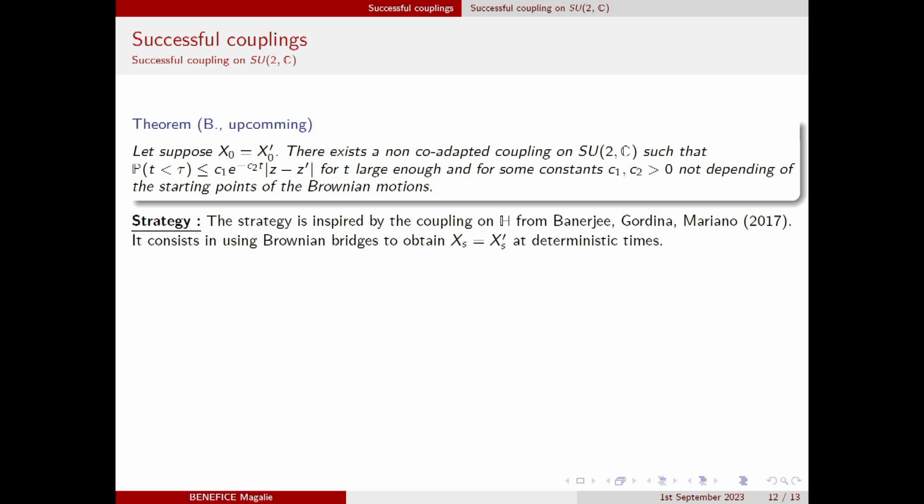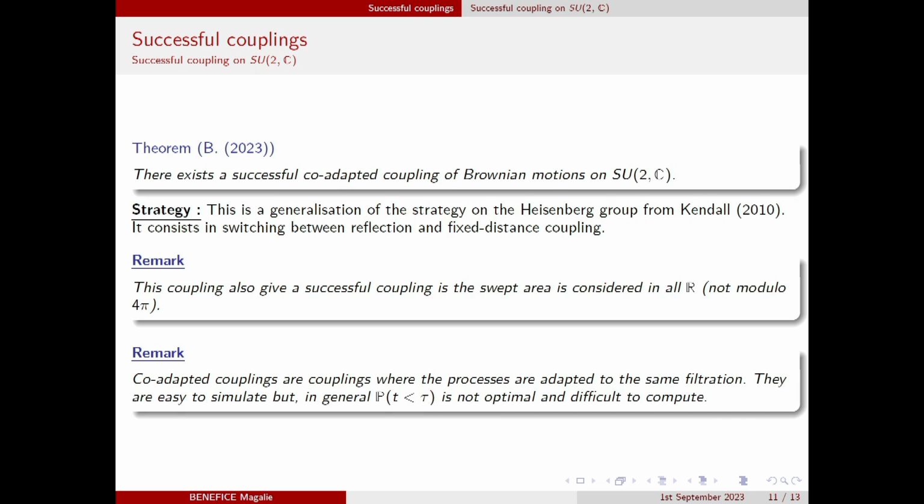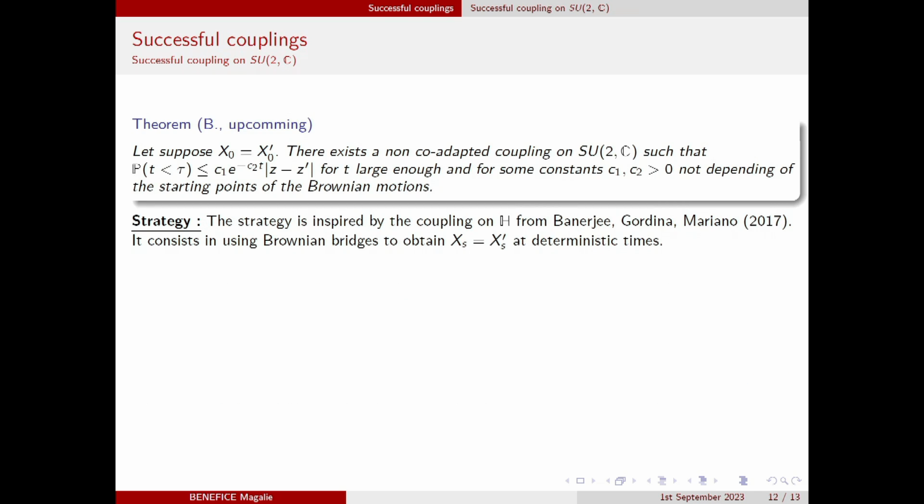Then, another strategy to have a successful coupling of Brownian motion on SU(2). What I forgot to say is that the first theorem was a generalization from Kendall, who did that on the Heisenberg group, so in the plane. So it was much easier. If you want to begin with something, I suggest you begin with it. The second one is a generalization of the work from Banerjee, Gordina, and Mariano, even if it was a little more difficult to generalize to SU(2).